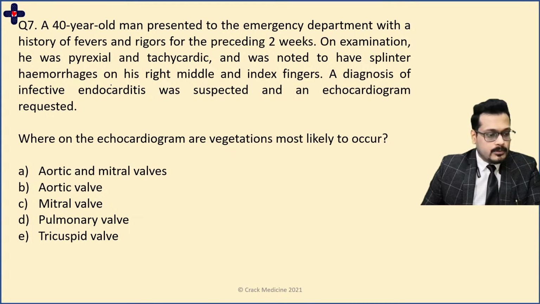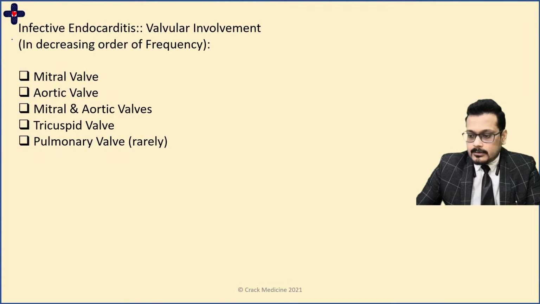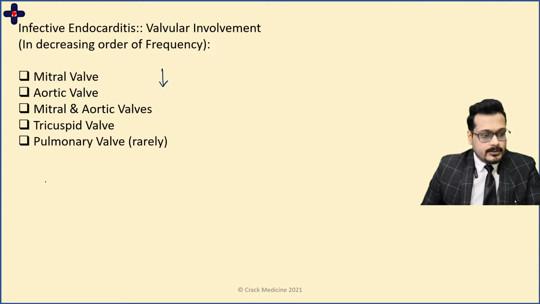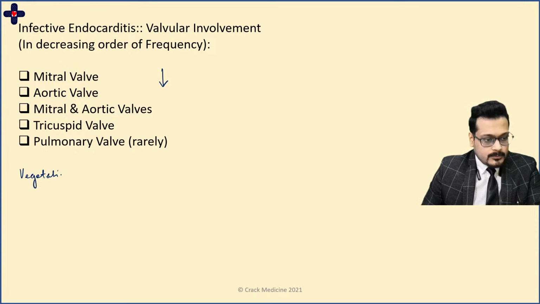Okay, so all of you are saying mitral valve. Most likely that is the most common place. Yes, mitral valve. Yes, you are all correct, and I'm really happy to see that. This is the decreasing order of frequency for valvular involvement in infective endocarditis. You have to remember that the vegetations occur on the lower pressure surfaces.